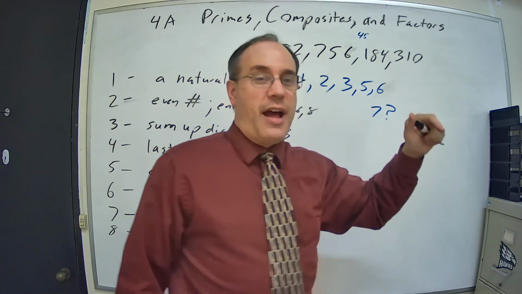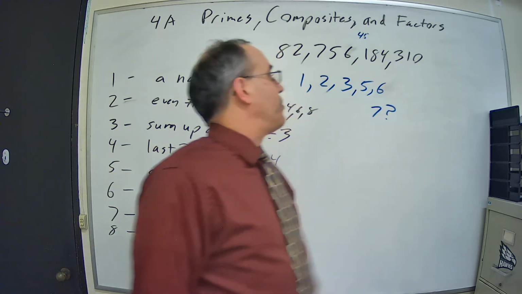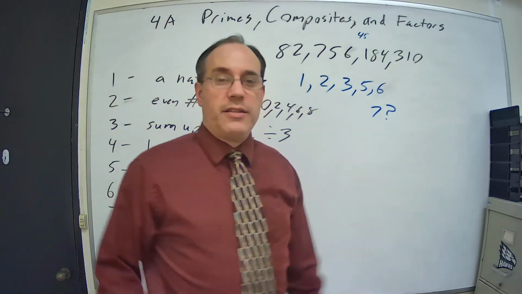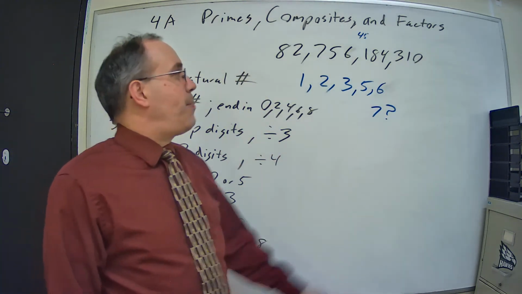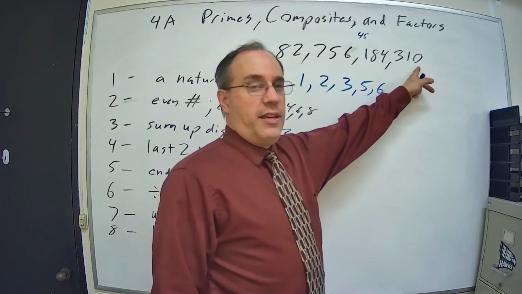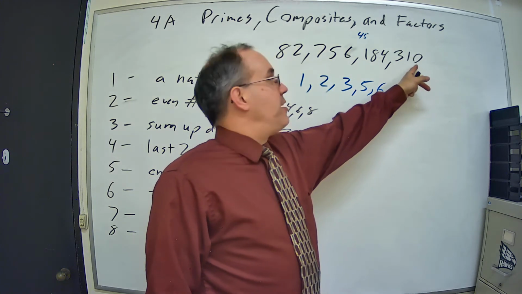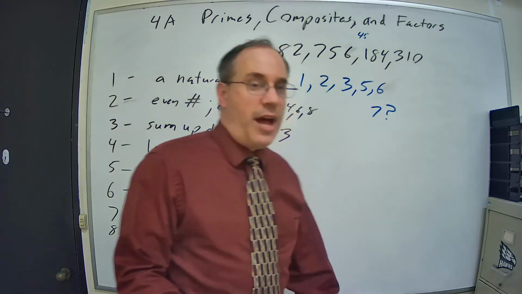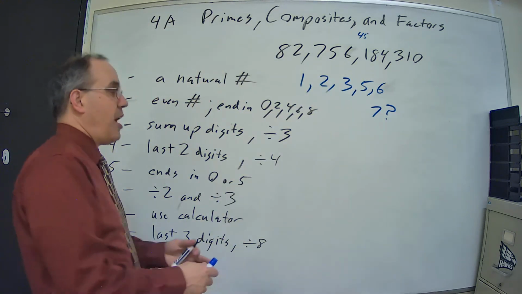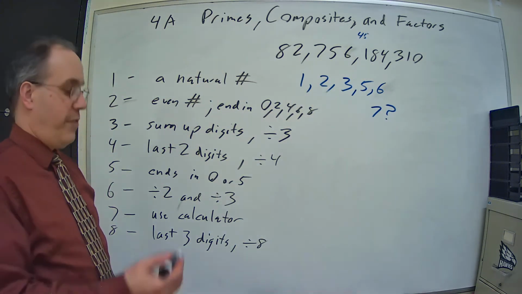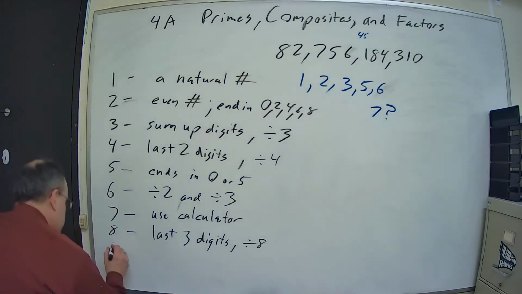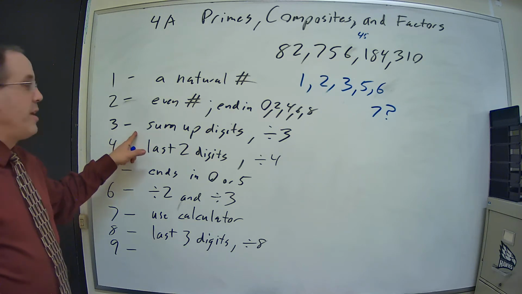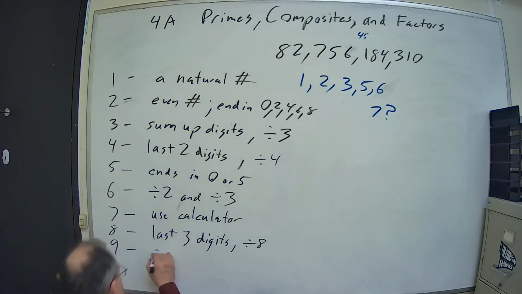But 100 is not divisible by 8, so we've got to see what happens here. So 310, is that divisible by 8? Well, I happen to know that 320 is divisible by 8. So 312 would be divisible by 8. 310 is not divisible by 8. So 8 is not a factor of this. 9. 9 works the same way as 3. Sum up digits.